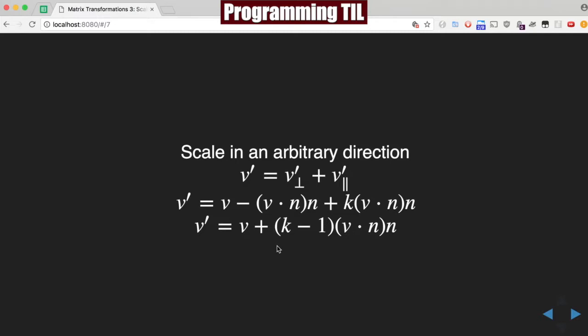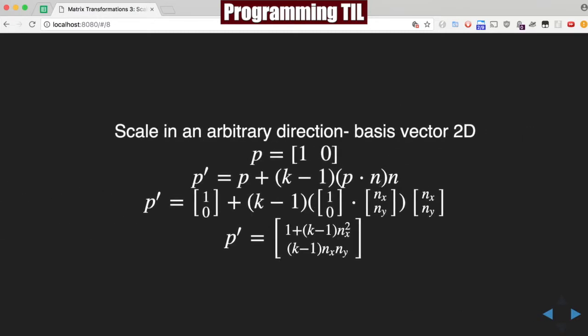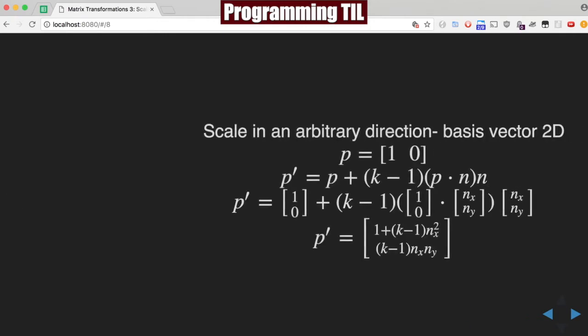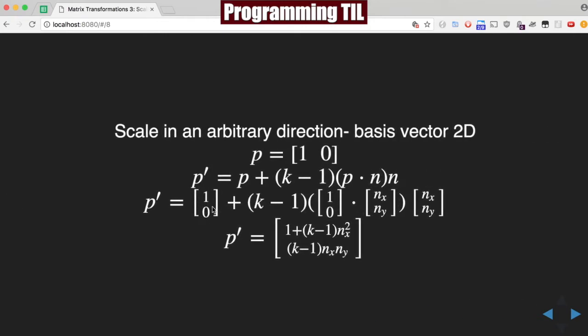So now that we know v prime, we can go solve for all our basis vectors. So let's do it for p right here, [1, 0]. So p prime is going to be, this is the previous equation, just replacing v with p. And we're going to use column vectors again, just like the last episode, to make things easy to see, but in general we're using row vectors here. So you can see that the p values are getting replaced, and the n values are being replaced with nx and ny. And then we'll have this ultimate p prime here once everything has been multiplied out.